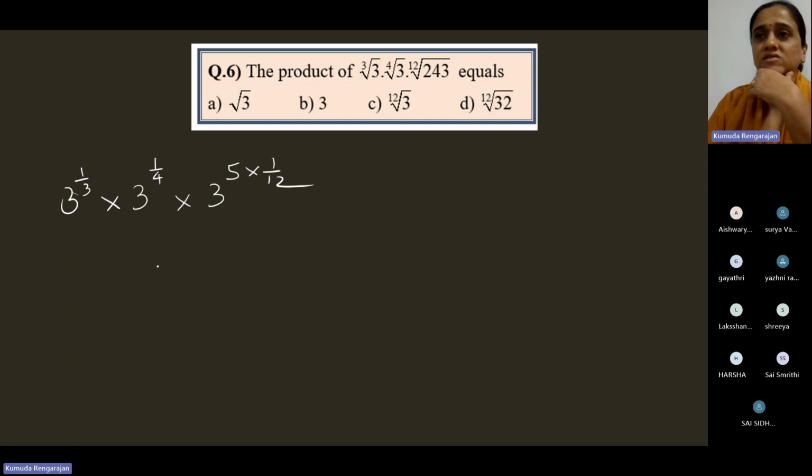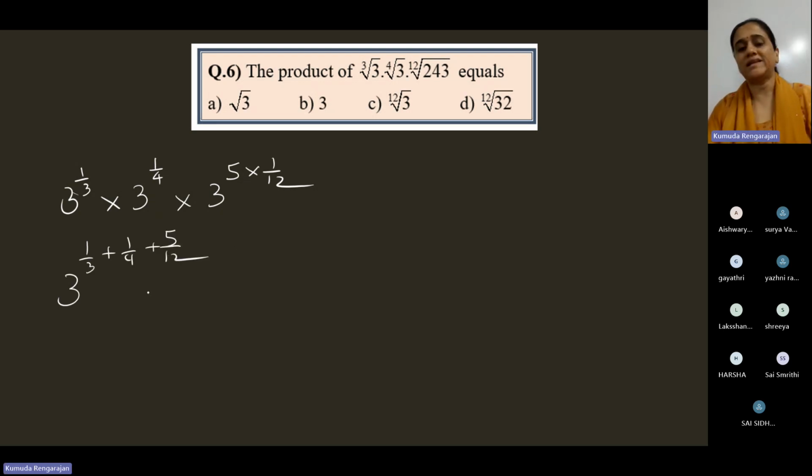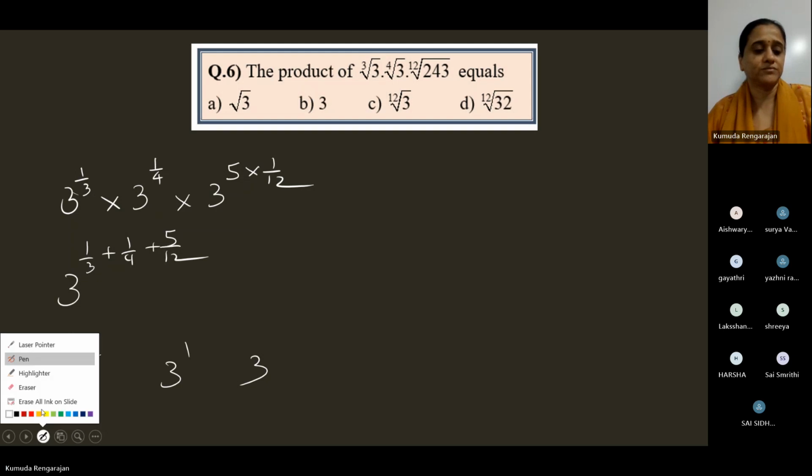Bases are same and it's multiplication. So we'll have to add the powers. So it will be 3 to the power 1 by 3 plus 1 by 4 plus 5 by 12. So take the LCM and simplify. You get 3 to the power 12 by 12. 3 to the power 1, which is 3.